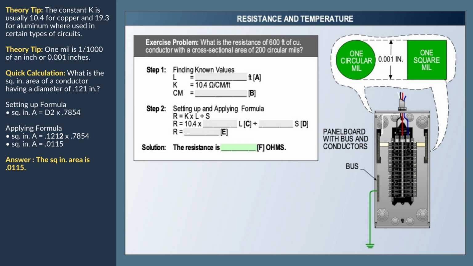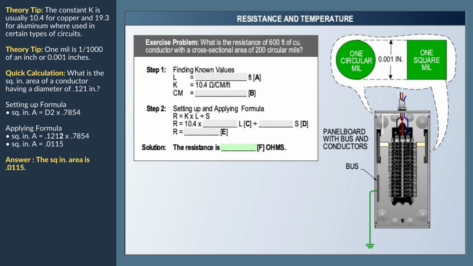Notice, the cross-sectional area of a conductor is measured in circular mils, with 1 mil equal to 1/1000th of an inch. 1 circular mil is the area of a circle having a diameter of 1 mil, or 0.001 inch. The area of a square having sides equal to 1 mil is 1 square mil. The illustration shows an exercise problem and the relationship of a circular mil to a bus and conductor.